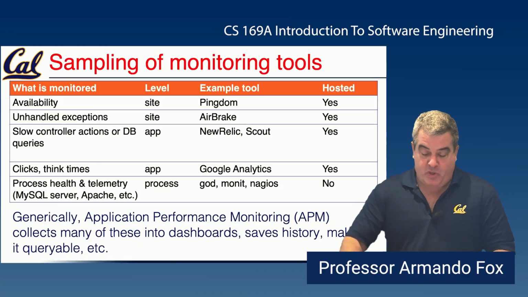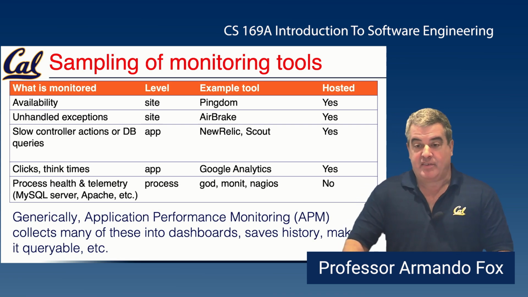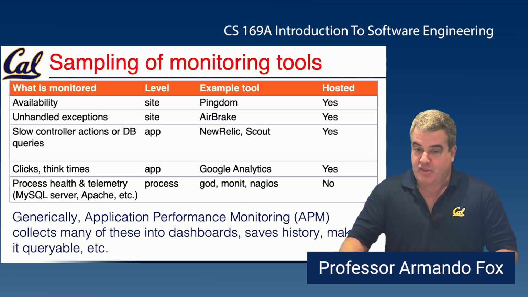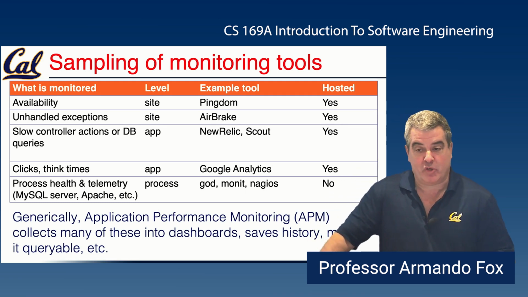If you're the kind of person who is running your own app, which I don't recommend, then you actually also need to be looking at what we call telemetry for the individual processes. So how is my database doing? How much memory are my app servers taking up? How many connections are my web servers serving?